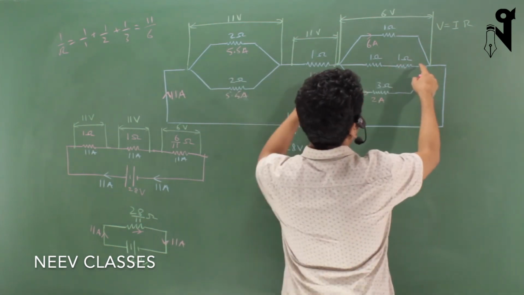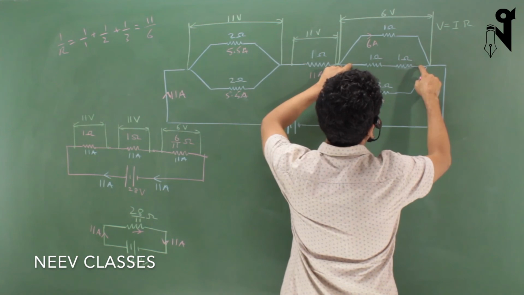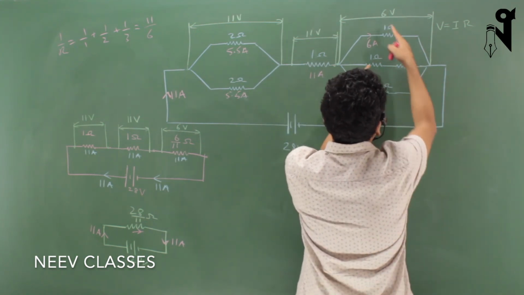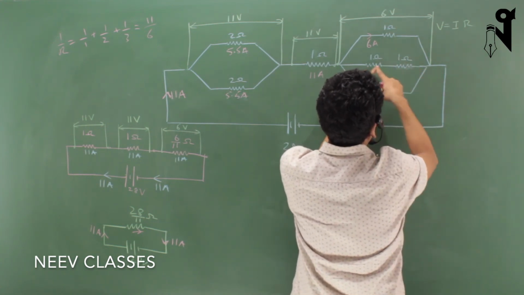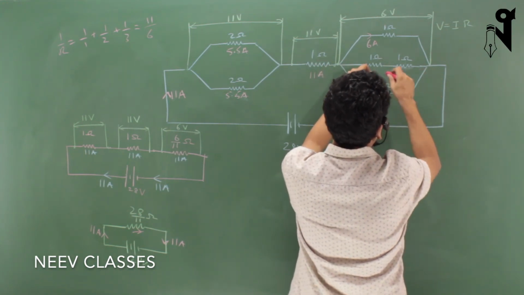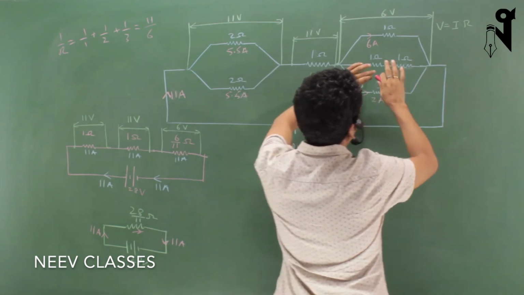And what is the resistance of this branch? These two 1 ohm resistors are in fact a 2 ohm resistance. So your 6 volt is not across 1. You will not do a 6 by 1 and a 6 by 1 and get 6 amps and 6 amps, which is 12 amp, which is absolutely wrong, which doesn't mean anything.